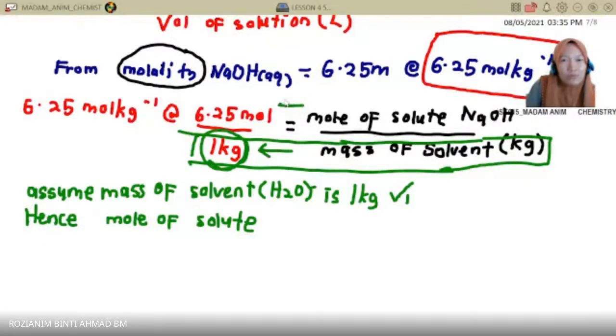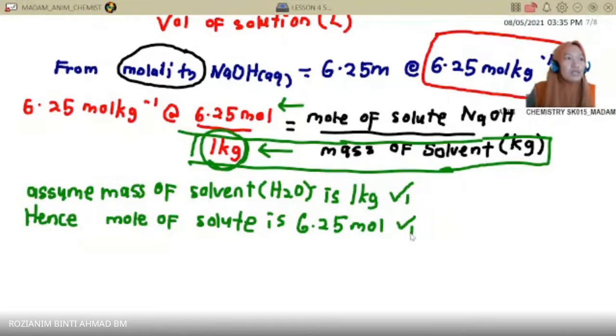6.25, betul. So, terus kita jumpa mole of solute is 6.25 mole. You akan dapat satu lagi markah tersembunyi dekat situ. Itulah trik soalan application konsep concentration. Okay, dapat? Ada soalan nak tanya kat sini?